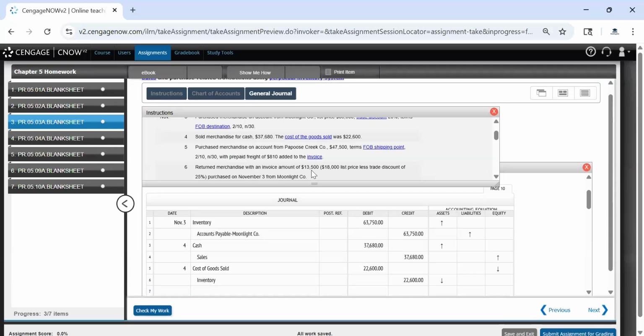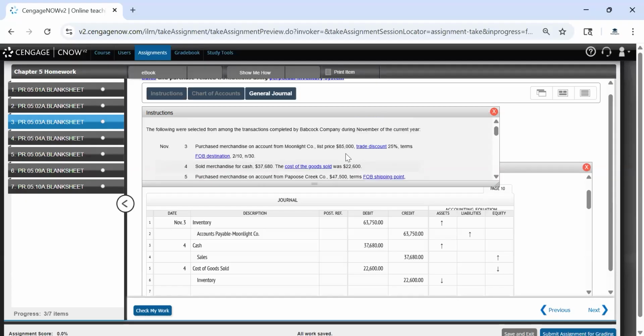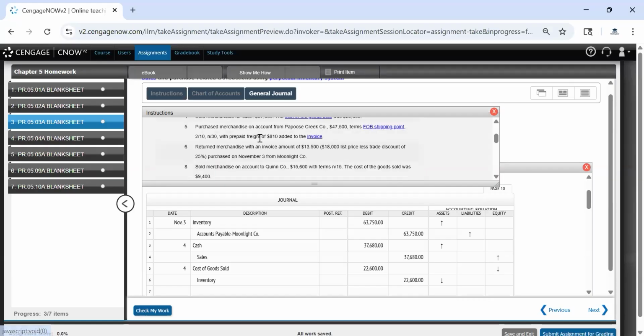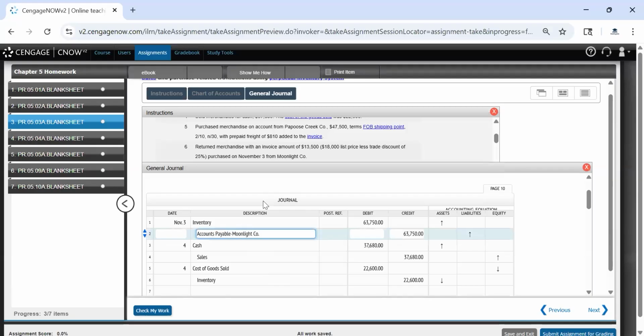Purchased merchandise on account from Papo's Creek Company for $47,500 FOB shipping point. Notice how the first problem was FOB destination, and we're purchasing it. So that means that we don't own it till we have it. We're not paying the shipping. In this case, we are paying the shipping, and the prepaid freight of $810 was added to the invoice. And so we are going to just include that in our amounts for inventory. It's included on the invoice, so we owe that to Papo's Creek. So we're going to include that in our accounts payable to Papo's Creek.